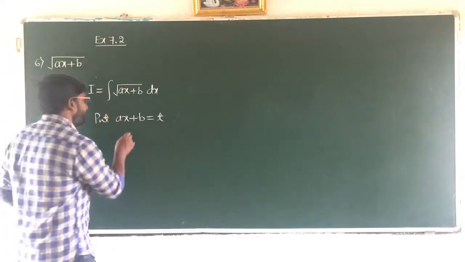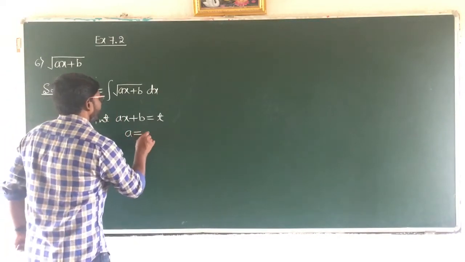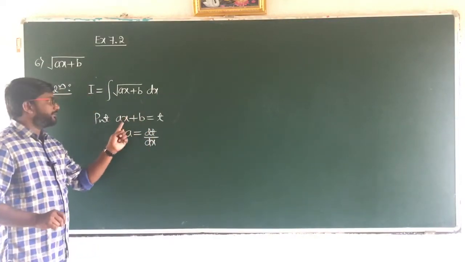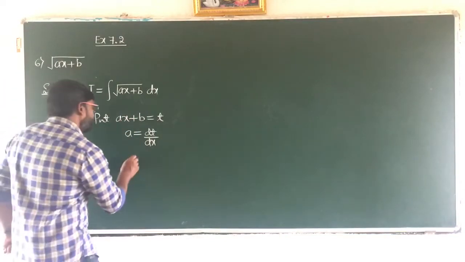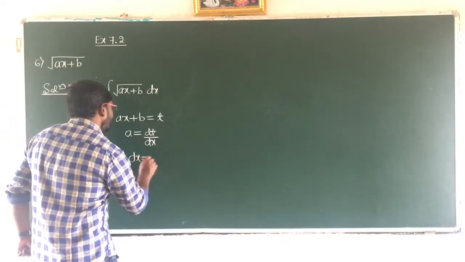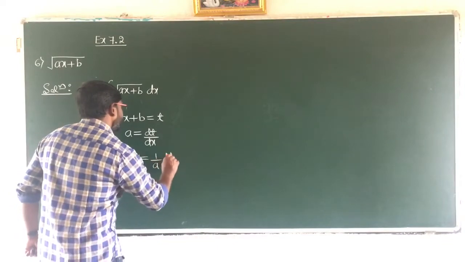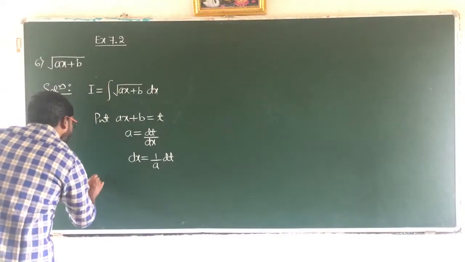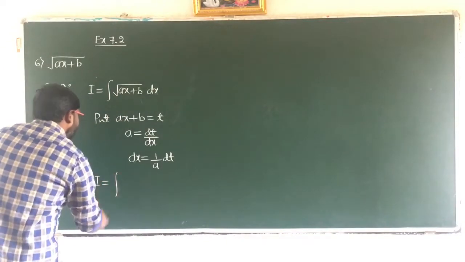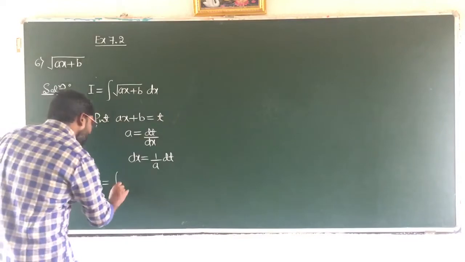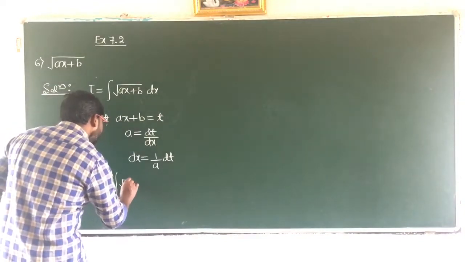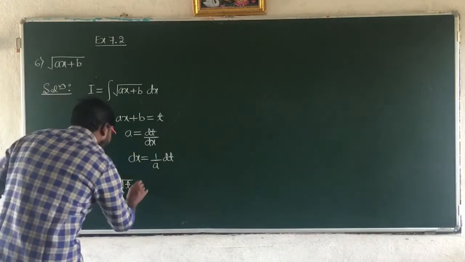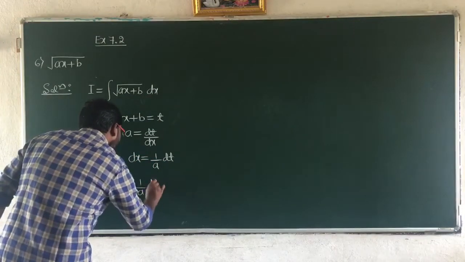The derivative of ax will be a, which is equal to dt by dx, because the derivative of b will be 0, a plus 0 will be a. So now dx is equal to 1 by a dt. Now we have to rewrite the given integral. I is equal to the integral of the square root of t, and dx is 1 by a dt.